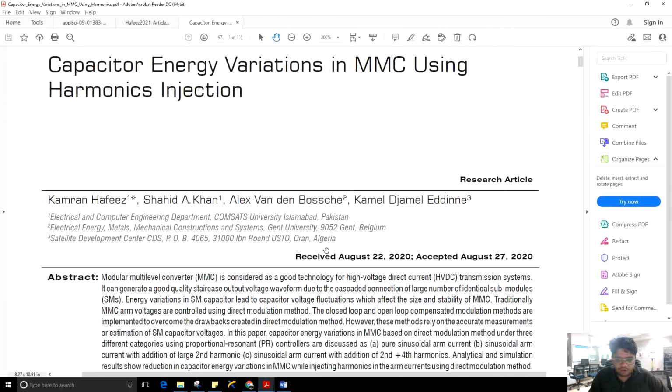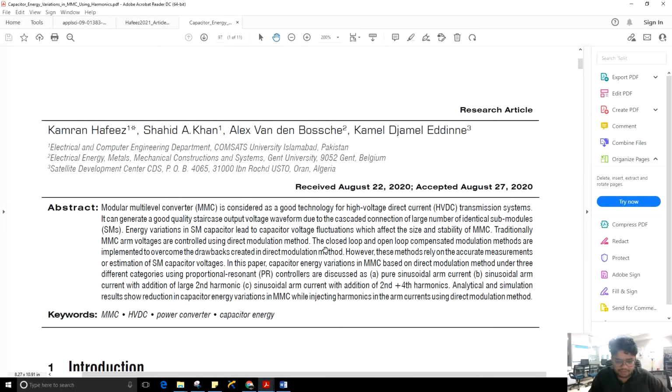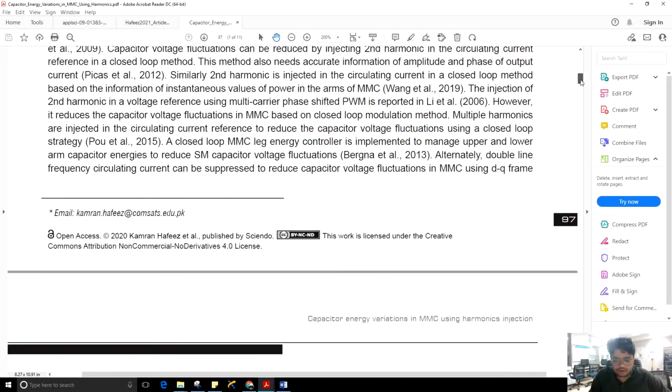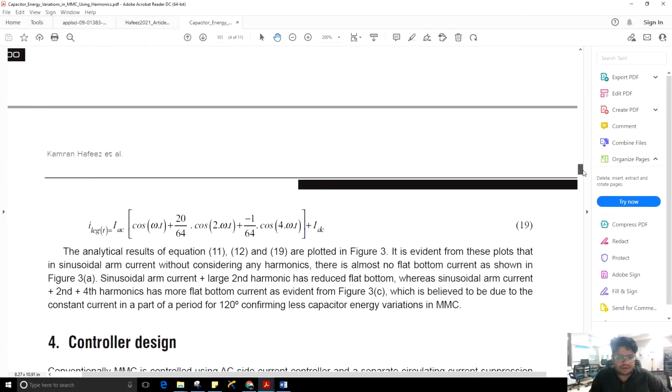Now this paper consists of basically the same idea, but in this paper it compares the results for the pure sinusoidal arm current, meaning direct modulation, then the addition of a large second order harmonic, and then the third is the sinusoidal arm current with addition of second and fourth harmonic, and compares these three results. So the basic idea is similar.